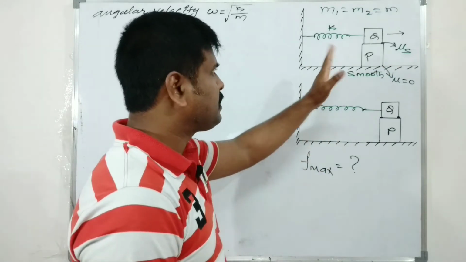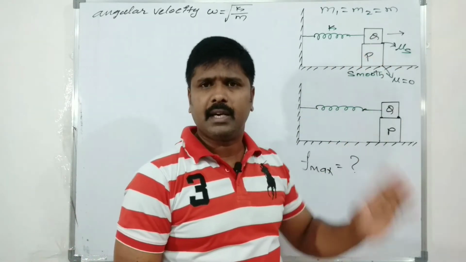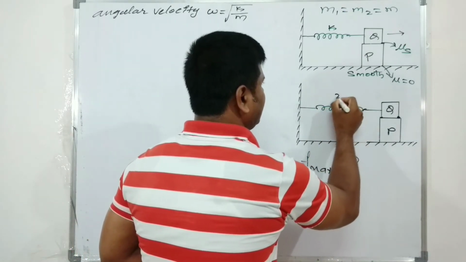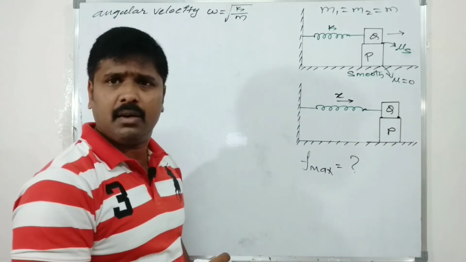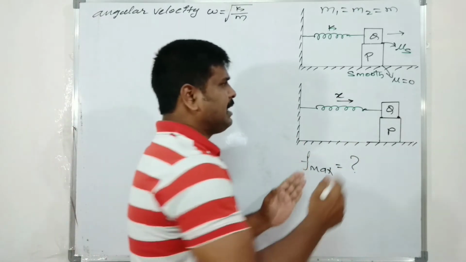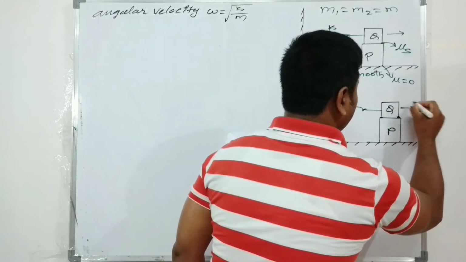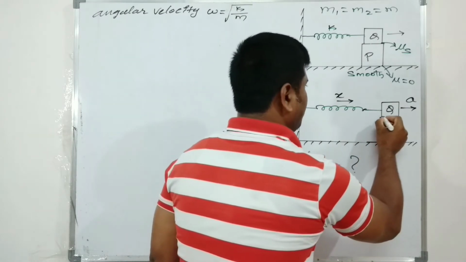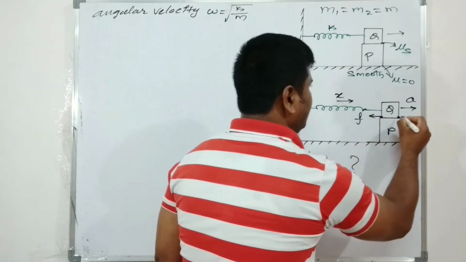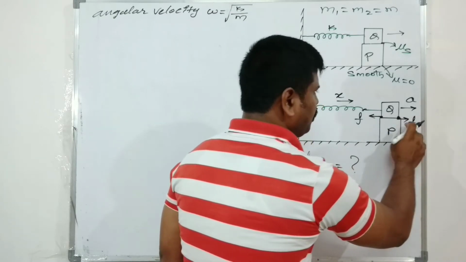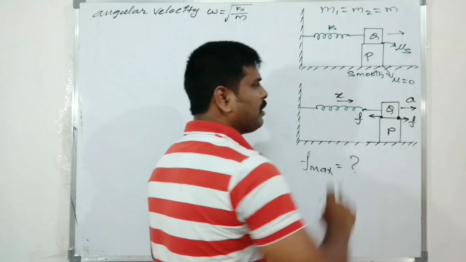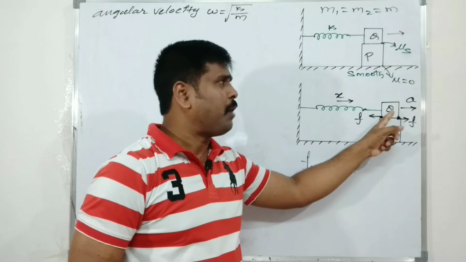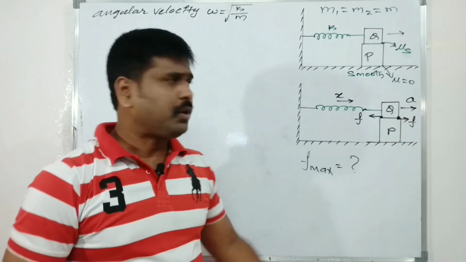Due to a small displacement along the horizontal direction, the spring gets elongated by a displacement x. Due to this, the system has an acceleration a. There is a frictional force, and here also a frictional force is acting. Due to this frictional force, the P block moves along with the Q block, and this frictional force on Q opposes the motion of the block Q.